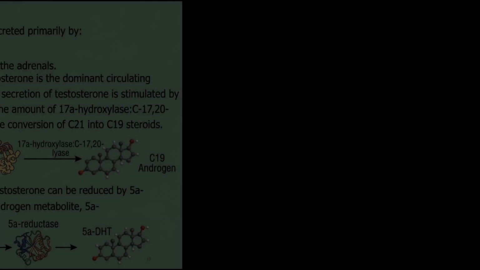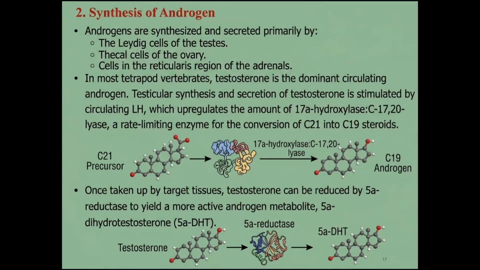Let's see the synthesis of androgens. Androgens are synthesized and secreted primarily by the Leydig cells of the testes, thecal cells of the ovary, and cells in the reticularis regions of the adrenals. In most tetrapod vertebrates, testosterone is the dominant circulating androgen.